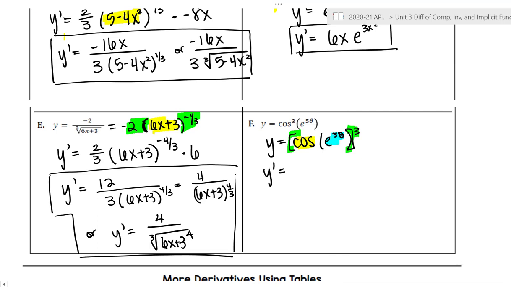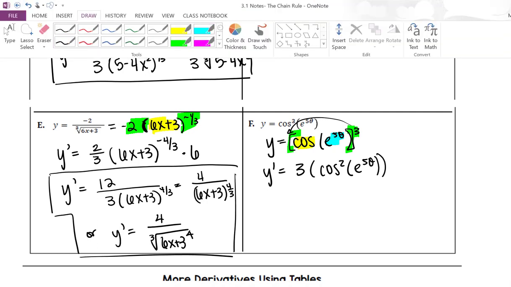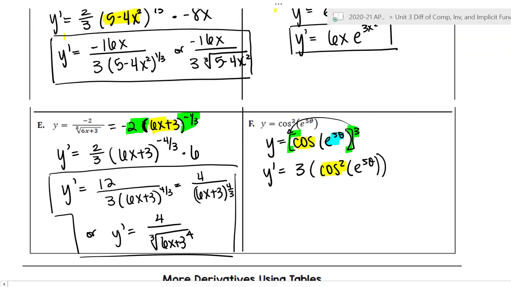And I'm going to say y prime is, we're going to have 3 cosine squared e to the 5 theta. And so what I did here is I took that 3, made it a coefficient, and then reduced by 1. So that went from cosine cubed to cosine squared. Now we're going to take the derivative of this cosine, e to the 5 theta.